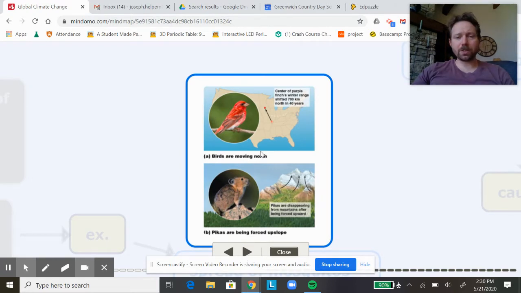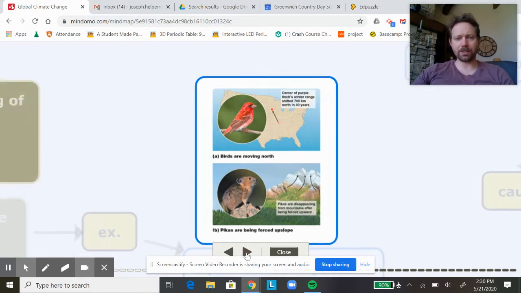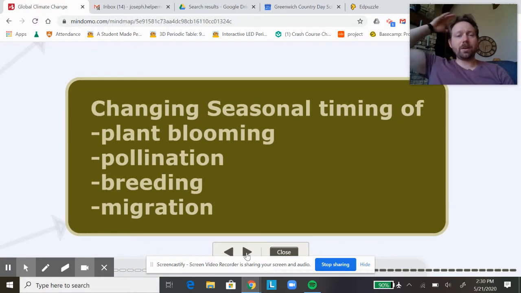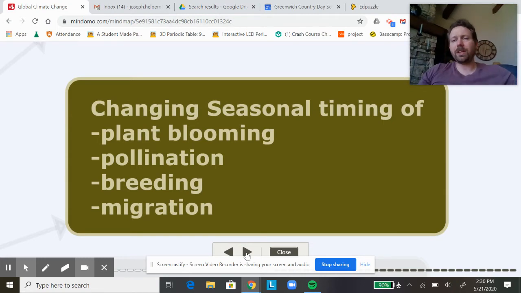Birds are moving further north. Other mammals are also moving to higher altitudes, as we said. There are seasonal changes happening right now as a result. Plants are blooming a lot earlier. Pollinators are having to adjust to those bloomings being at different times. Therefore, breeding patterns change: organisms tend to breed in the spring, but spring happens earlier, so they have to adjust their time frame. And then migration. Migration is connected to seasons and temperature as well.